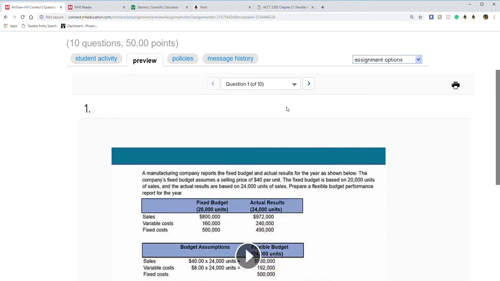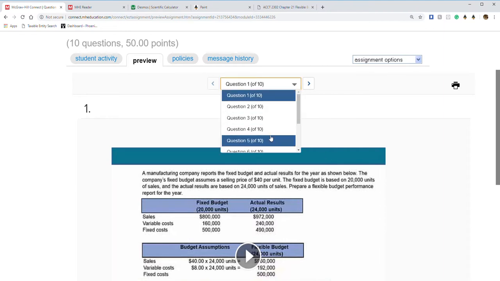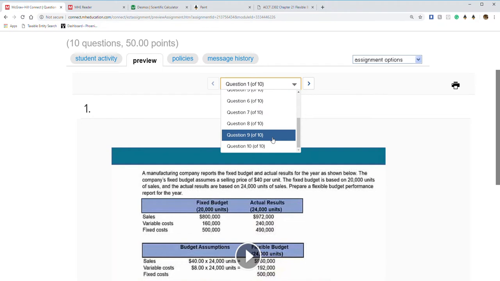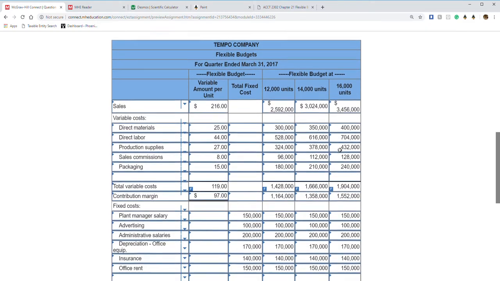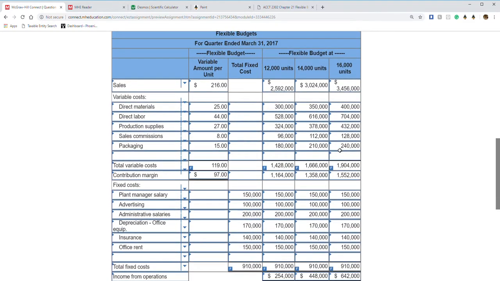So, starting off, the first five questions, again, are just videos. So, we're going to go to question number six. And question number six is going to make you do a fixed budget or flexible units. So, when you do this question, the main thing you want to do, first off, is you're going to have to figure out which is the variables and which is the fixed.